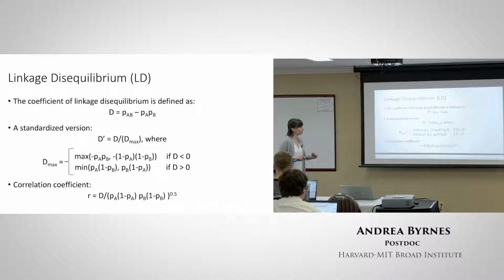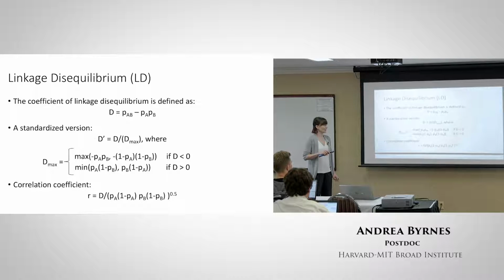So there were a couple standardizations proposed for this. This D prime is just this value standardized by its maximum possible value. The idea being that if this is negative, we want to take the largest possible value in the negative direction, so the smallest possible value. And if it's positive, to take the reverse, and that's all this expression is saying.